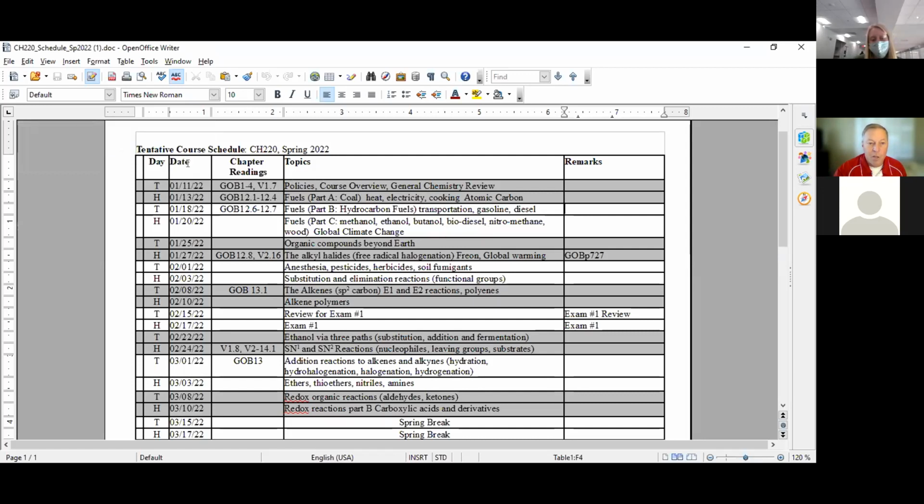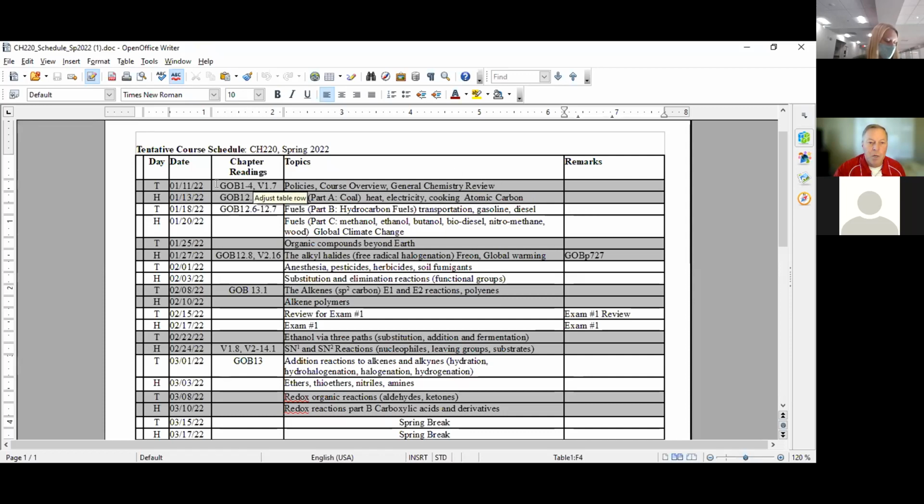Now, the thing that you have to note here is tentative course schedule. Again, a very fluid situation. So here we are today, Tuesday, the 11th, and then policies, course overview, and a quick general chemistry review at the end of my little intro spiel here.